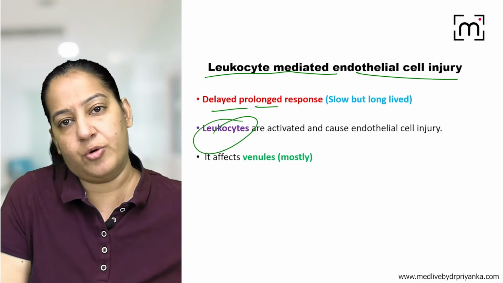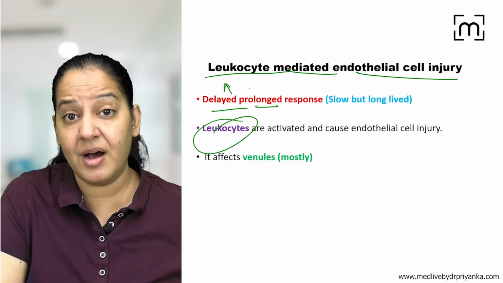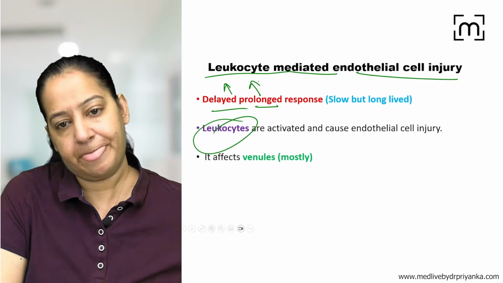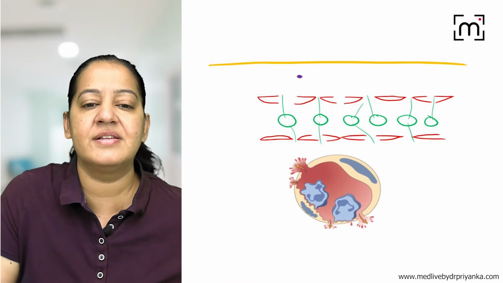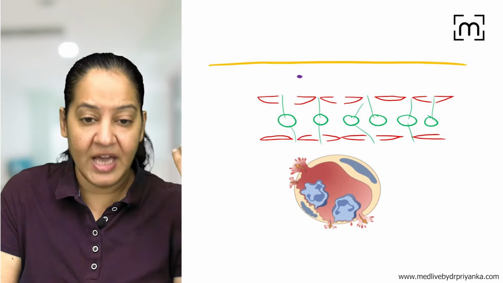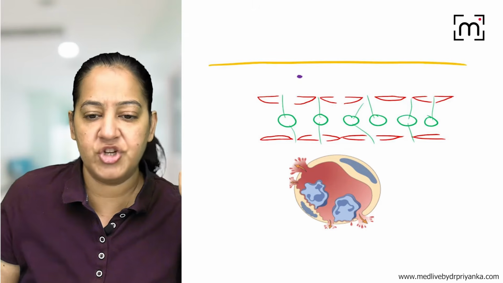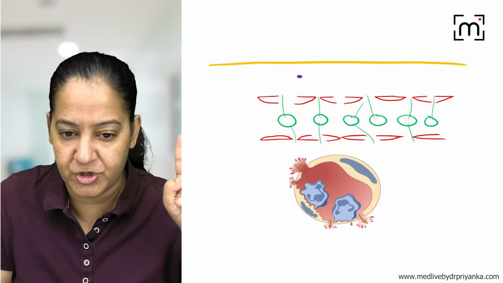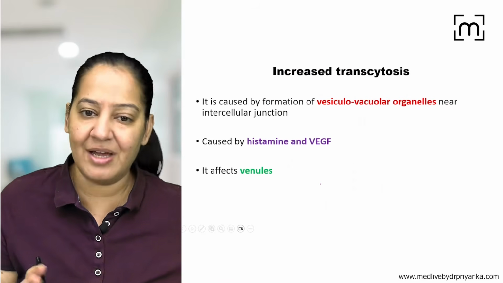This one is delayed and prolonged. I mean, it is delayed, the onset is late, and the duration is also more. It again mainly affects the venules. You can see here in this diagram, these are the WBC. The WBCs are creating the gap. They are causing the necrosis of the endothelial cells again at the junction or at the non-junction. But the beauty of this diagram, you can appreciate the WBCs. Yes. So WBCs are creating the gap.